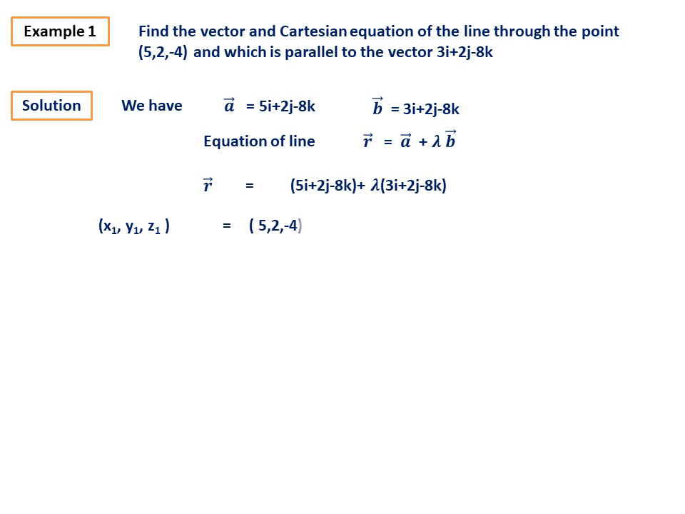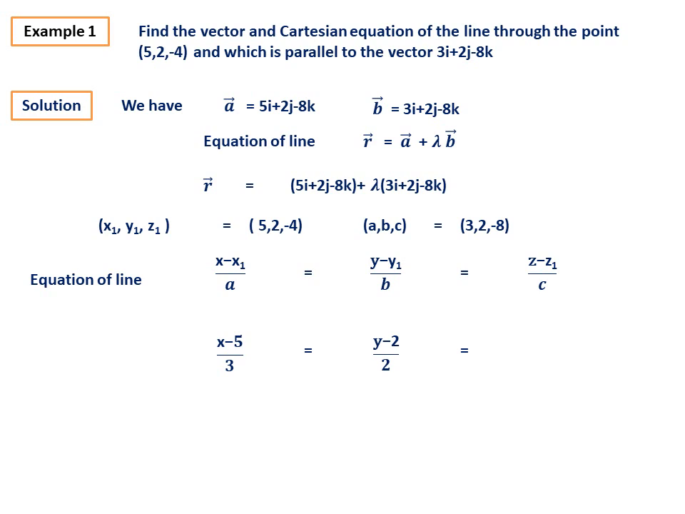Now x1 y1 z1 is 5, 2, minus 4 and a, b, c is 3, 2, minus 8. Therefore the equation of the line is (x minus x1) by a equal to (y minus y1) by b equal to (z minus z1) by c. Substitute. So (x minus 5) by 3, (y minus 2) by 2 equal to (z plus 4) by minus 8, because it is minus 4, so minus of minus becomes plus. So this is the Cartesian equation. Normally you will be asked to find the equation in both forms, vector form as well as Cartesian form.